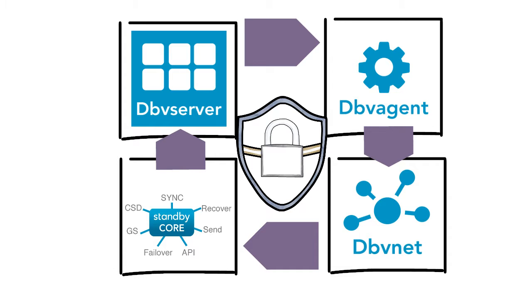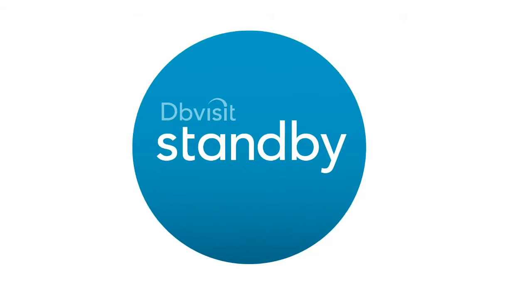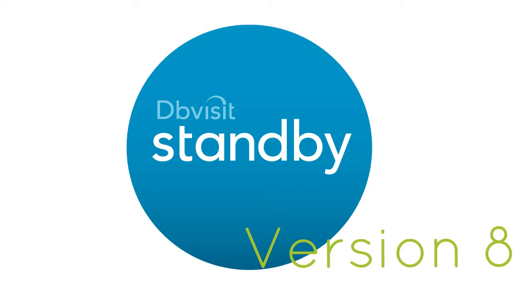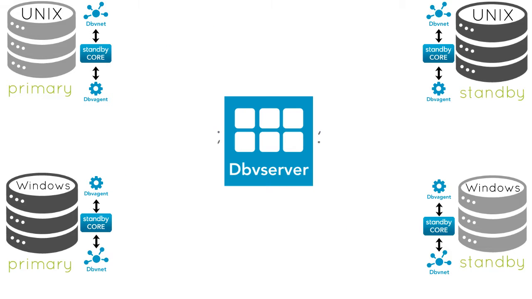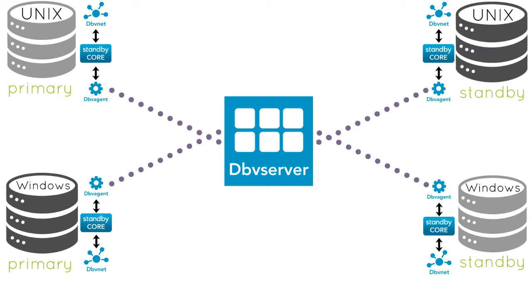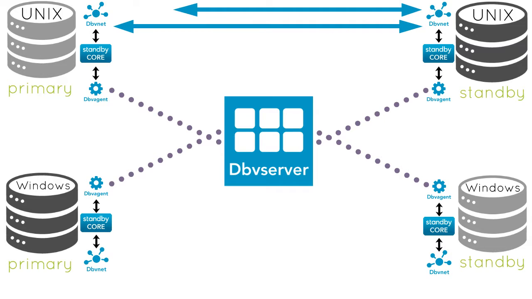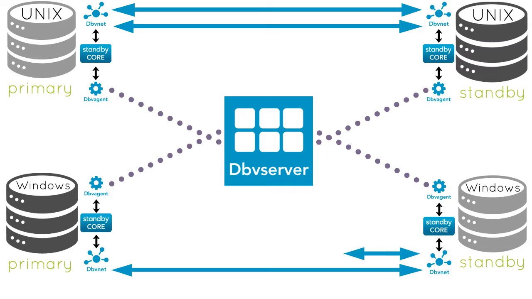Dbvisit Standby network communication. With Dbvisit Standby version 8, we now have the ability to manage multiple Oracle database disaster recovery sites. For example, here are the primary and standby databases for a Unix-based configuration. And here are the primary and standby databases for a Windows-based configuration.